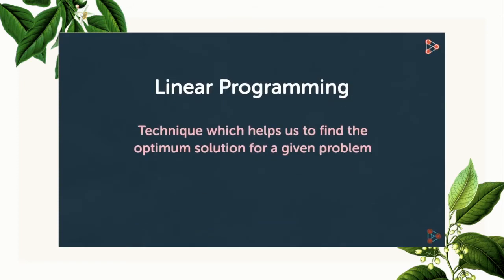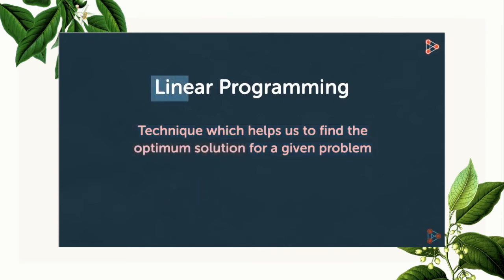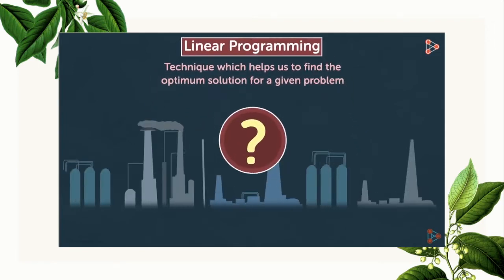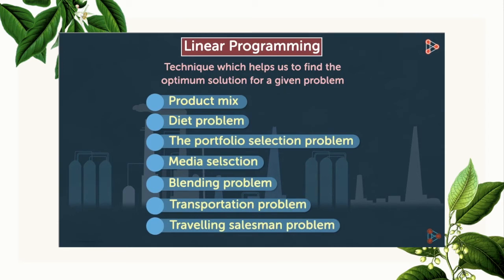Linear programming is a technique which helps us to find the optimum solution for a given problem. An optimum solution is that solution which is the best possible outcome of a given problem. Before we discuss how a linear programming technique is used to solve problems, let's understand what kind of problems can be solved using this technique. Did you know that this technique is widely used in different industries? This list includes different types of linear programming problems.